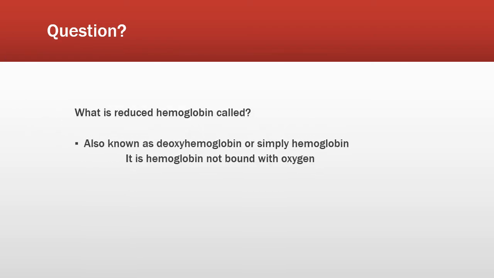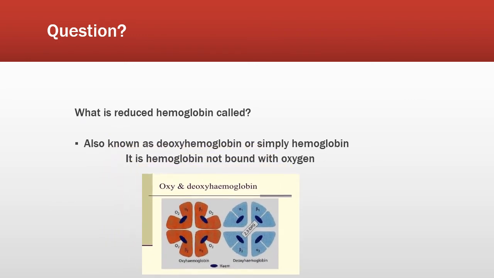Here's a question for you. What is reduced hemoglobin called? I'm going to let you think about it. Write it down. Are you ready for the answer? It's also known as deoxyhemoglobin, hemoglobin, and it's hemoglobin not bound with oxygen. Pictured here, oxy and deoxyhemoglobin.